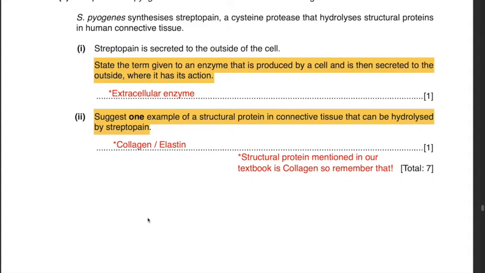Part 2. Suggest one example of a structural protein in connective tissue that can be hydrolyzed by streptopain. Examples of structural proteins are collagen or elastin. The structural protein mentioned in our textbook is collagen, so remember that carefully. It is safe to write collagen over here, earning you that 1 mark.